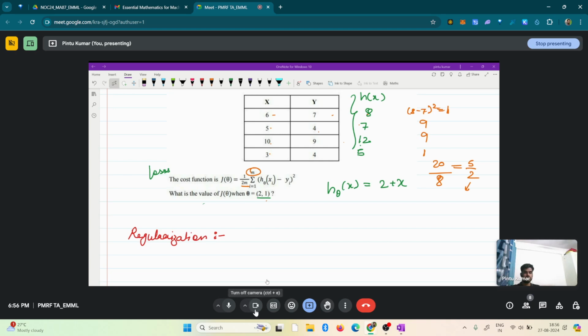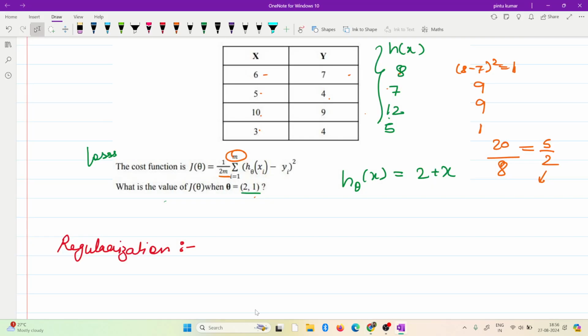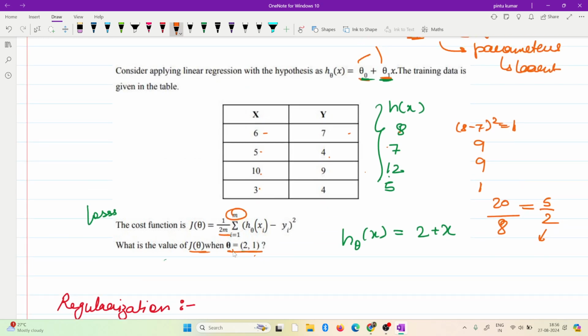Now, how is this h of x derived? So we were given that we have to find J of theta for theta given to be 2, 1. Okay. So theta is your parameters, right? And how you obtain h of theta is mentioned in the question. This is theta naught plus theta 1 x. So theta naught was 2, just comparing vector to vector, and theta 1 was 1. So h we obtained as 2 plus x.